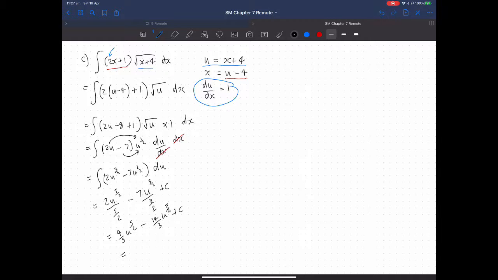u, we know, is equal to x plus 4, so we get 4/5 (x plus 4) to the power of 5/2 minus 14/3 (x plus 4) to the power of 3/2 plus c.